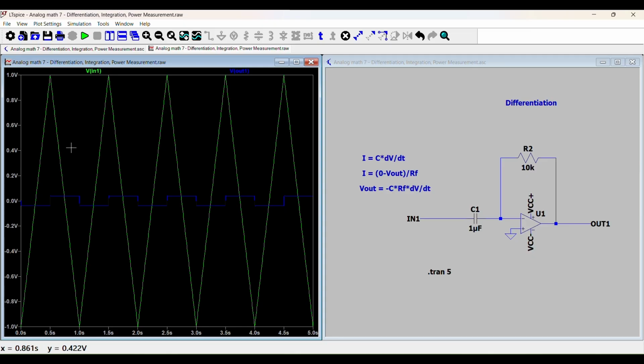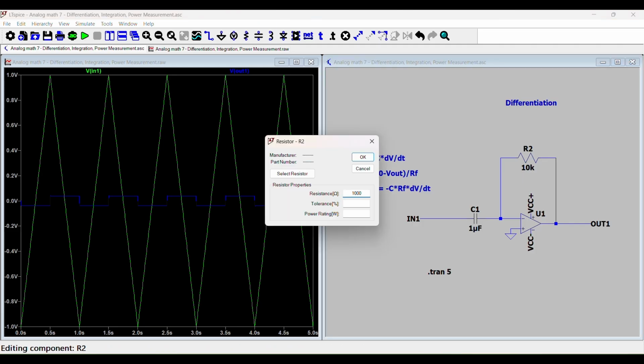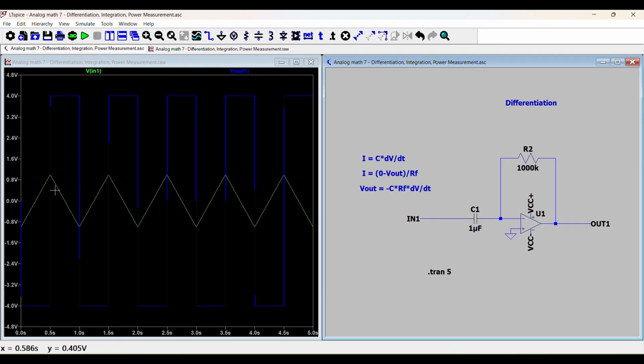And likewise, when the voltage is decreasing, the output voltage jumps to positive 0.04 volts. So it's measuring the inverse of the slope of this curve, and scaling it by minus C times RF. So technically, if we scale this up 100 times, let's just do that, 1000K, we should get, there you go, the output is 4 volts and minus 4 volts.